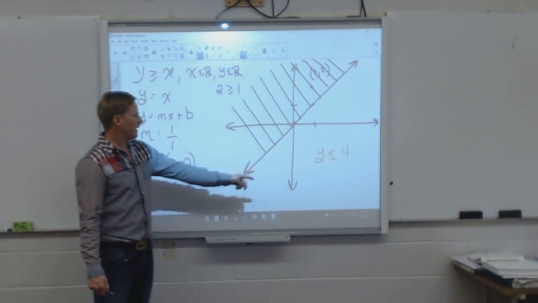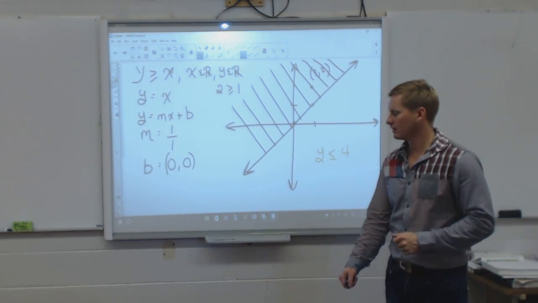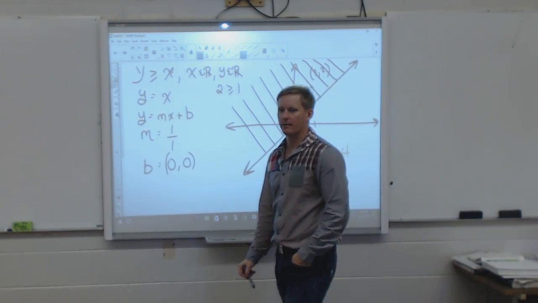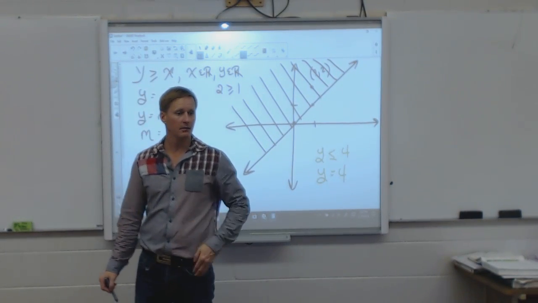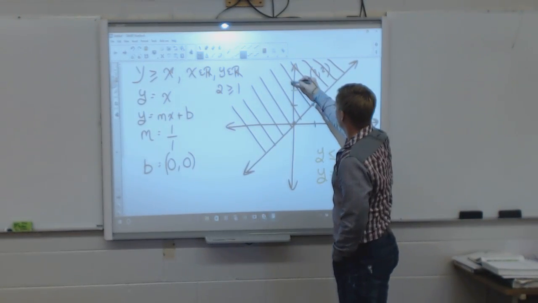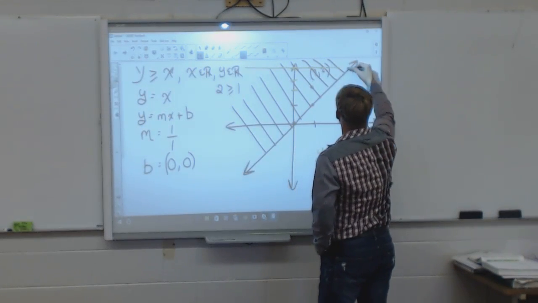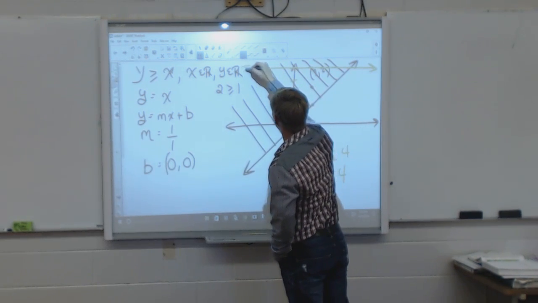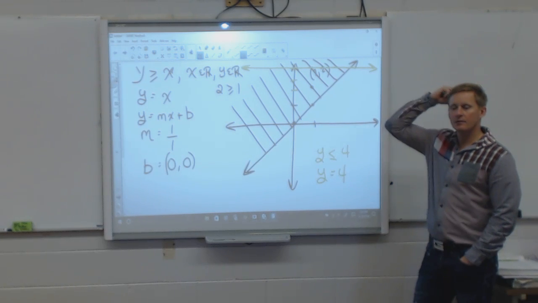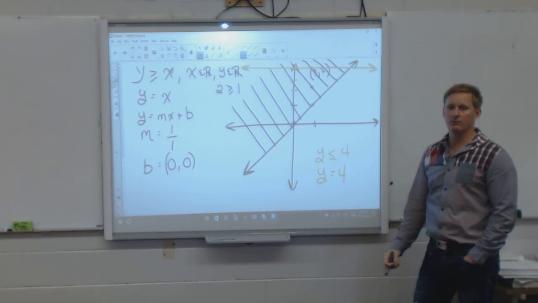Okay, so now, how do I graph y is less than or equal to 4? What's the first thing I need to do? Change it to an equality. What does the line y equals 4 look like? Where does it go through? 2, 3, and 4. That line is this line right here. There's the line y equals 4. It's a horizontal line. If it was x equals something, it would be straight up and straight down.